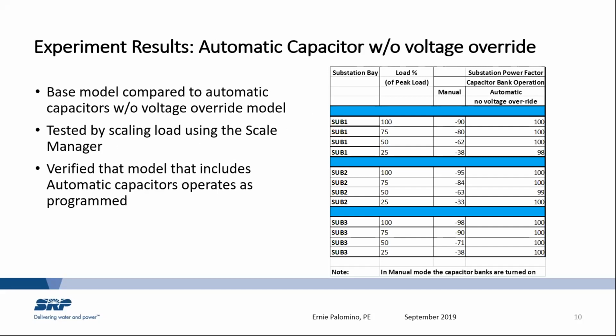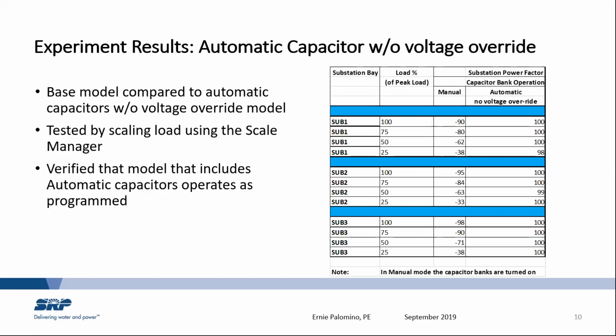So I ran my model. This is with the voltage override. What I'm trying to see, again, is whether it results in a unity power factor at the substation. I compared both manual, where all the capacitor banks are on. As you can see, as you lower your peak, my power factor gets pretty bad and moves away from unity. But once the model included automated switched capacitors, you notice that my substation power factor is close to unity. So this shows that the model does produce a unity substation power factor.